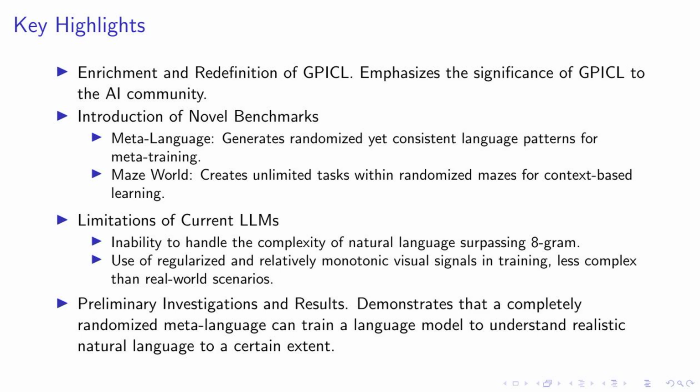However, we must acknowledge the limitations of current large language models. They struggle to handle the complexity of natural language that surpasses 8 gram and often rely on regularized and relatively monotonic visual signals for training, which are less complex than real-world scenarios. Despite these challenges, our preliminary investigations have yielded promising results. We've found that a completely randomized meta-language can train a language model to understand realistic natural language to a certain extent. This opens up exciting avenues for future research and development in the field of AI.